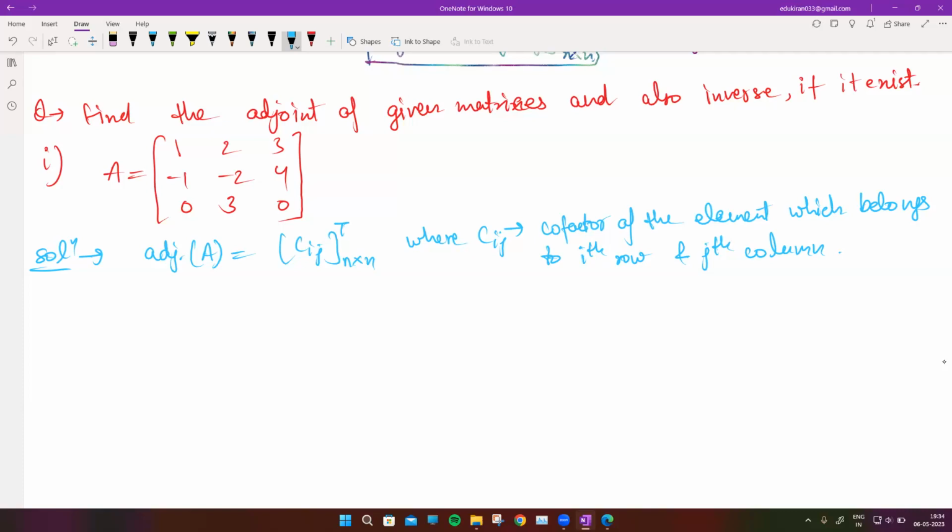To find the adjoint. So I would like to ask you guys, first tell me the cofactor for 1. Everyone, don't tell me directly, text me. I'm waiting for everyone. I just want you to find one cofactor. Cofactor for this value. Only one. Only for this element.